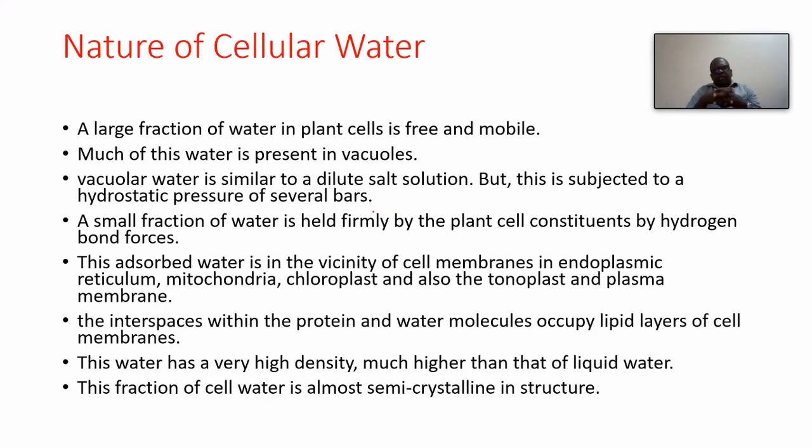Now we will see what is the nature of water within the cell. Anything within the cell, we will call cellular organs, cellular water, cellular constituents. So whatever water is available within the cell, we call cellular water. Now I want to see what is the nature of cellular water. We will see that a large fraction of water in plant cells is free and mobile.